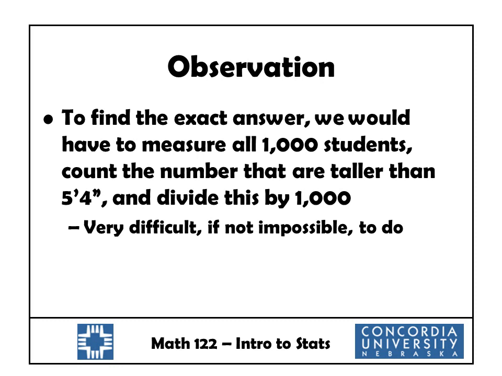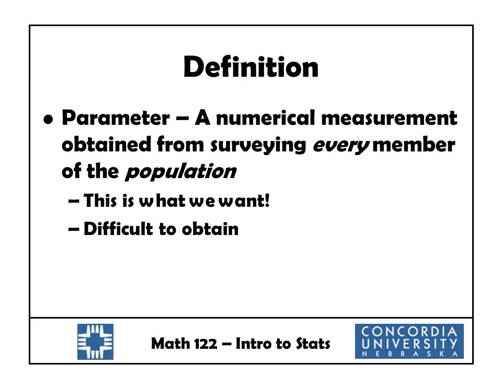So to find the exact answer to the question, to find the exact proportion of that population that is greater than 5 feet 4 inches, we would have to measure all 1,000 or so students at Concordia, count the number that are taller than 5 feet 4 inches, and divide this number by 1,000. That would give us an exact answer to our question, but that's very difficult, if not impossible, to do, again, because it would require me to measure 1,000 people. So instead of looking at the entire, I got ahead of myself.